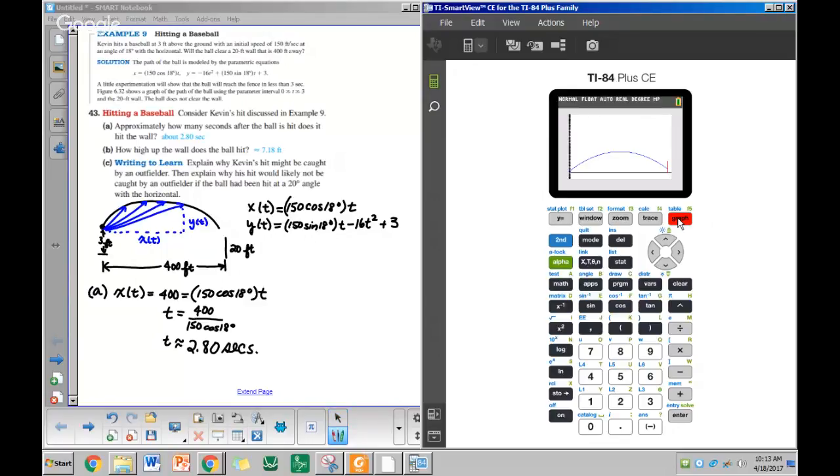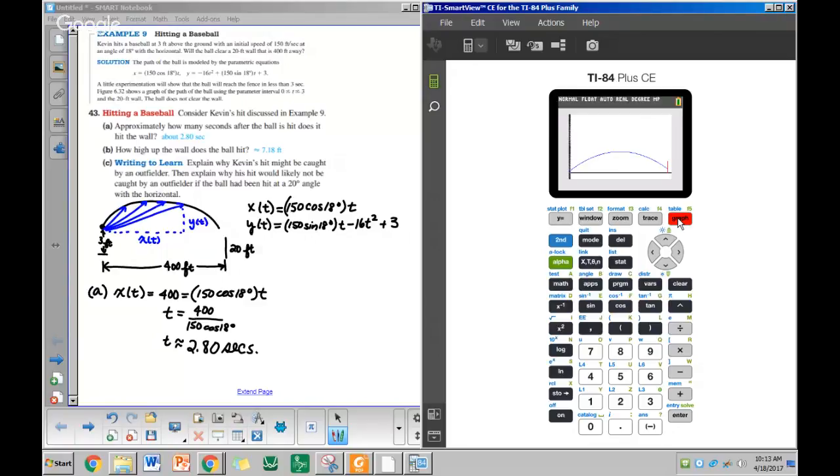Now, part B says, how high up the wall does it hit? Well, what do we need to know? Yep, Josh. When it hits the wall. We know when it hits the wall. You could take y of 2.8. Yes. Yeah, we can take y of that.